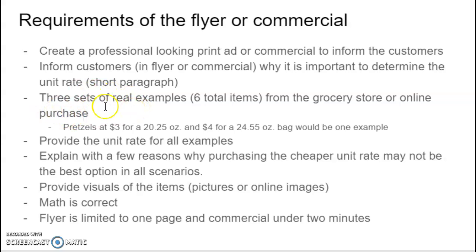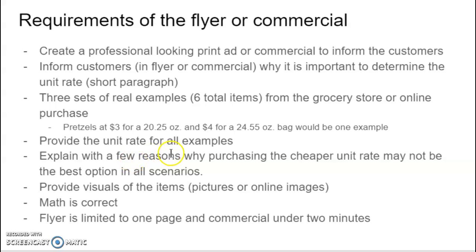You will need 3 sets of examples, 6 total items from the grocery store or online purchase. For example, you could do pretzels, $3 for a 20.25 ounce and $4 for a 24.55 ounce bag. This would be one example. You need a total of 3 sets. That's one set right there. So you need 2 more sets.